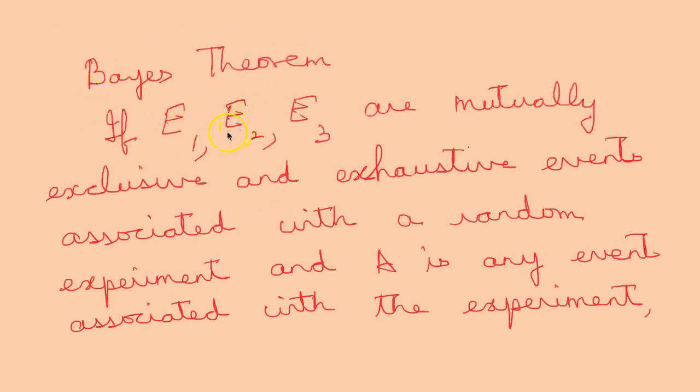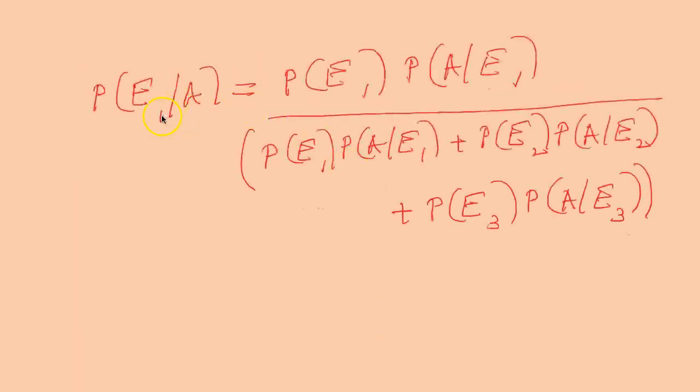What is Bayes theorem? If E1, E2, E3 are mutually exclusive and exhaustive events associated with a random experiment, and A is any event associated with the experiment, then probability of E1 given A is probability of E1 into probability of A given E1 by probability of E1 into probability of A given E1 plus probability of E2 into probability of A given E2 plus probability of E3 by probability of A given E3. So the denominator is the total probability of the event A.